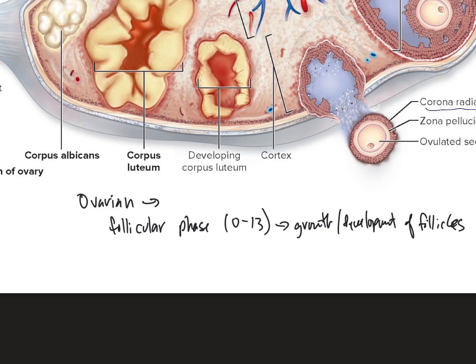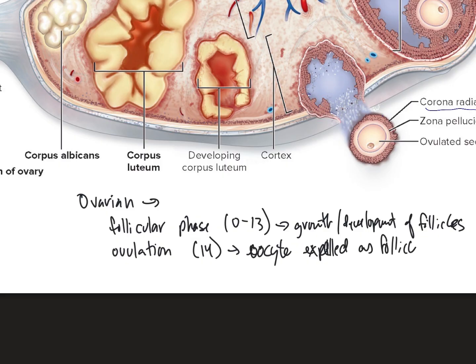The follicles develop and produce lots of estrogen. What happens next? Eventually, one follicle gets really big, and what happens? Ovulation. That happens around day 14, and it means the oocyte is expelled as the follicle ruptures.